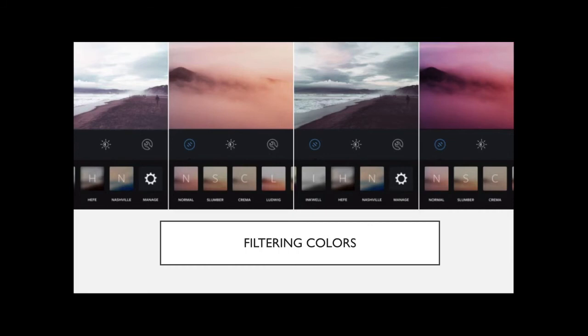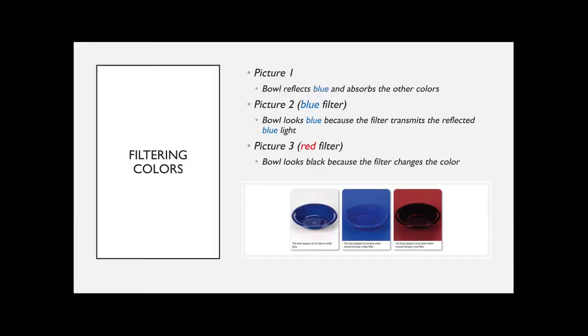Here is an example of filtering colors. A lot of people, when they do photography, use different filters to create a more aesthetic look. You use this on social media, on Snapchat, Instagram. All of these have different color filters now, which are helpful. They make things look more beautiful. But we see filtering of colors in almost everything nowadays.